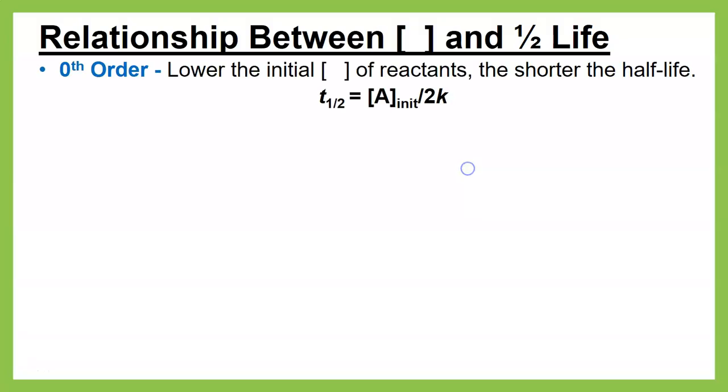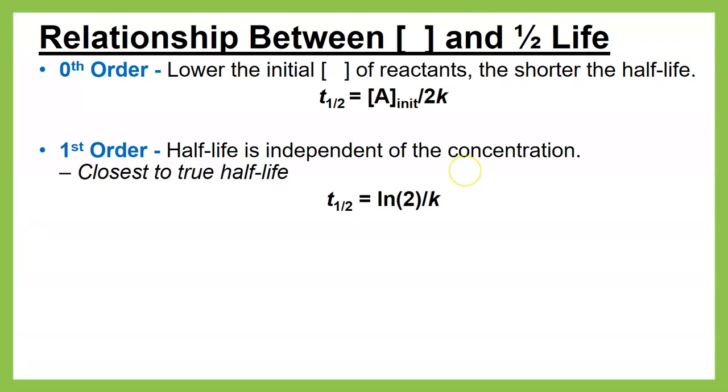When you have a zero order reaction, when you lower how much you start with, you're going to get a shorter half-life. A first order reaction is what most of us are used to thinking of. When we have a nuclear decay reaction, something radioactive is falling apart, stabilizing, it doesn't matter what the concentration is. The half-life is constant. It's not changing based on the concentrations. That's what we consider a normal half-life.